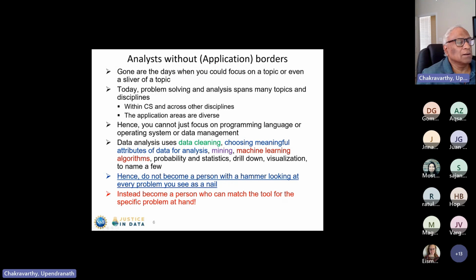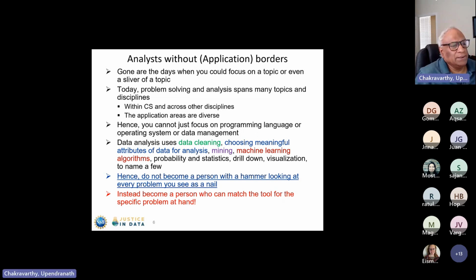So I call it analysts without borders, just like doctors without borders. And the reason for that is that you can no longer just do analysis in your own domain. You need an understanding of multiple topics, multiple domains, and be able to synthesize your analysis and results in many ways. So you cannot just focus on a programming language or an operating system or a particular type of data.